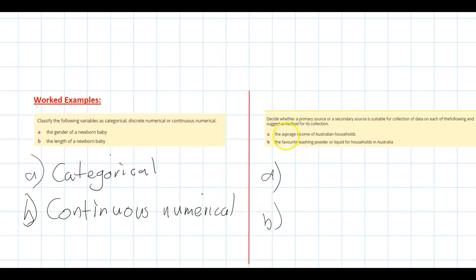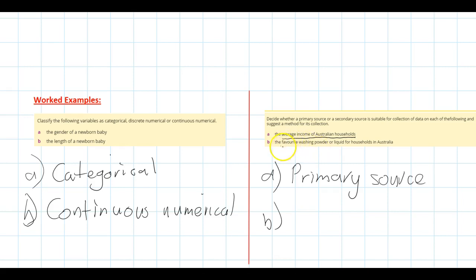Now the first one here is the average income of Australian households. So this is going to be data collected over the entire population, so it's going to be census data. And we know that the Australian Bureau of Statistics every 5 years collect this information. So they hand out the census which has all this data. So this is going to be a primary source because it actually comes straight from those interviews or the collection of data. So the best way to find this information is to look at the census data which is created from the Australian Bureau of Statistics, which is a primary source.